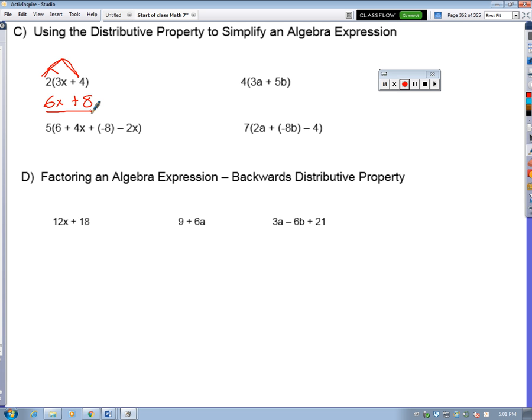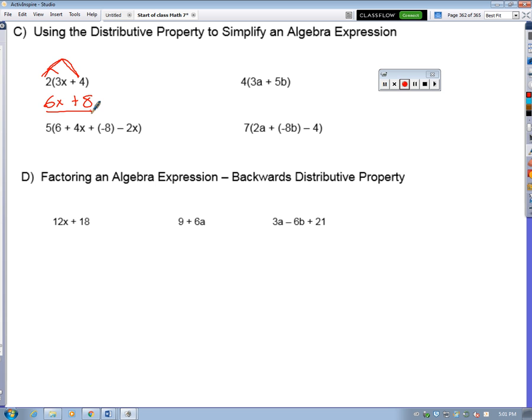Let's try another one here. Okay, now here I've got 4 times, in parentheses, 3a plus 5b. What are a and b? Don't know, don't care. Could be something completely different. What do unicorns and aircraft carriers have in common? Who cares? Doesn't matter. Let's do some algebra.